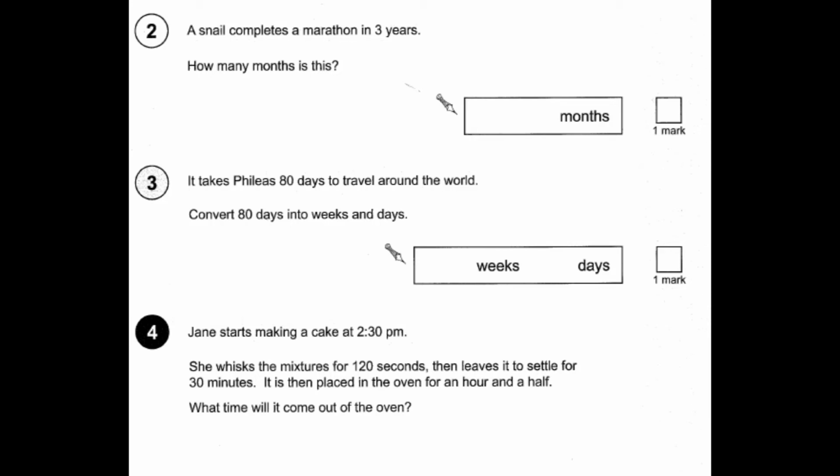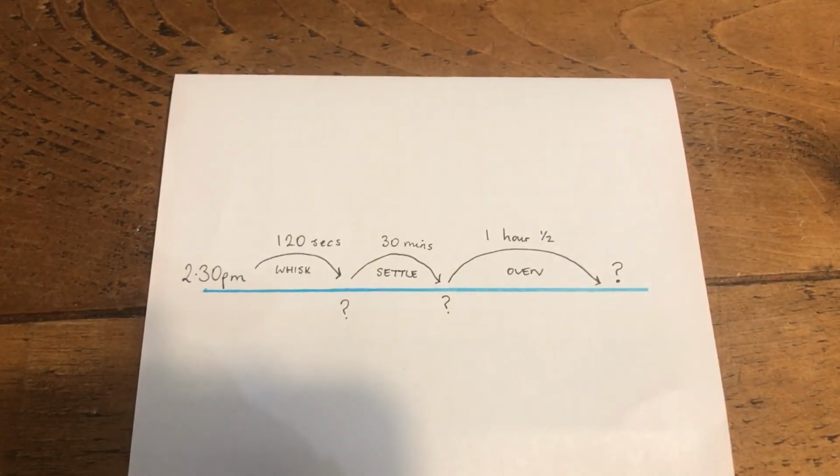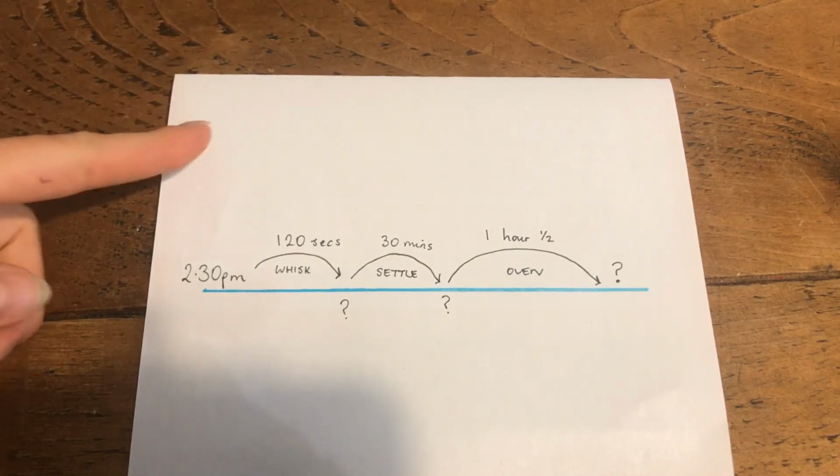Now, number 4 is interesting. I quite like this problem. I'm going to show you how to break this down on paper. I'm not going to answer it all because I'd like you to do that, but I will show you how to make sense of it. So as you can see here, I've written out the problem on a number line. The question says for number 4, Jane starts making a cake at 2:30 p.m.